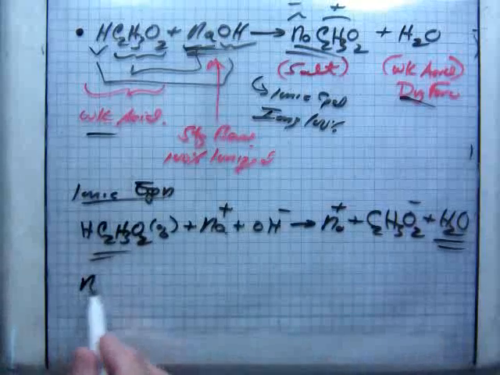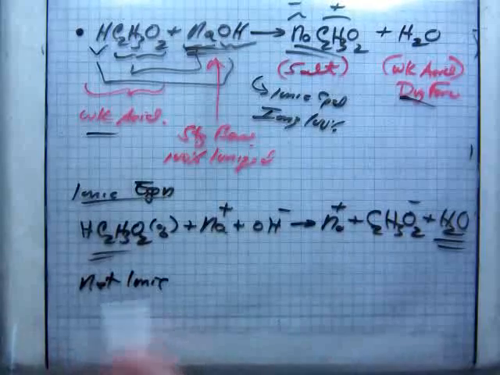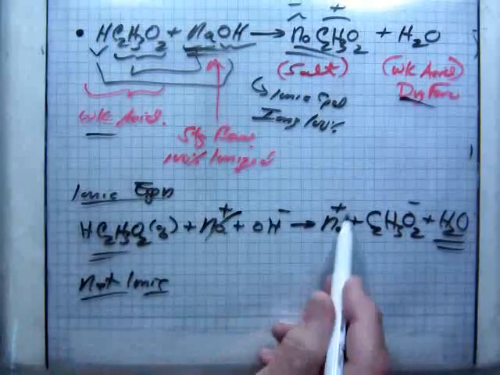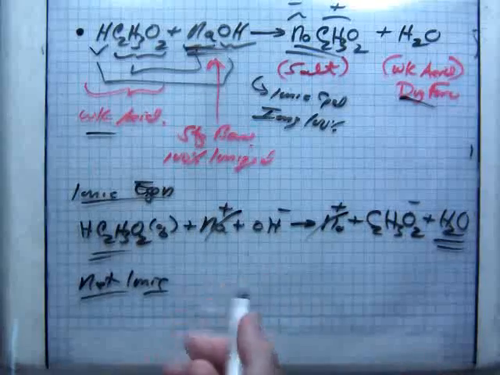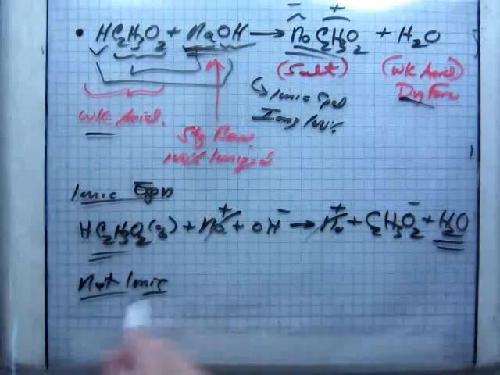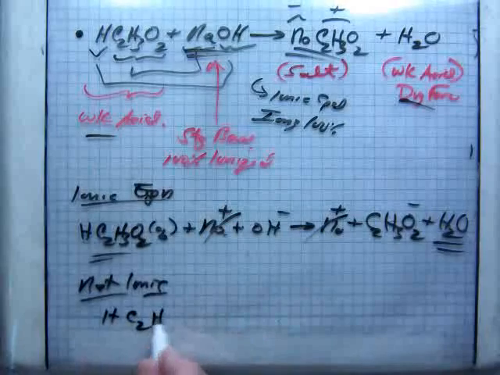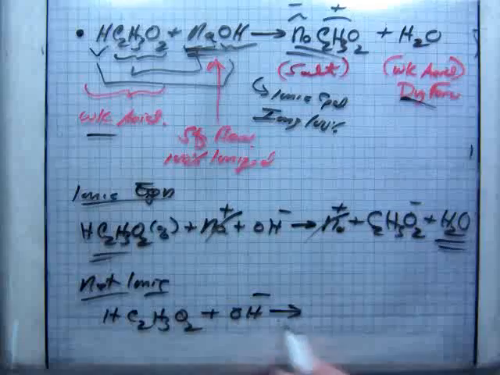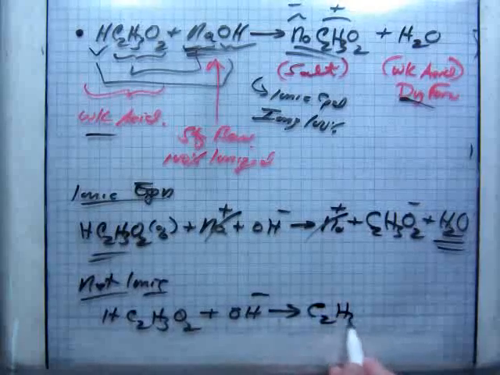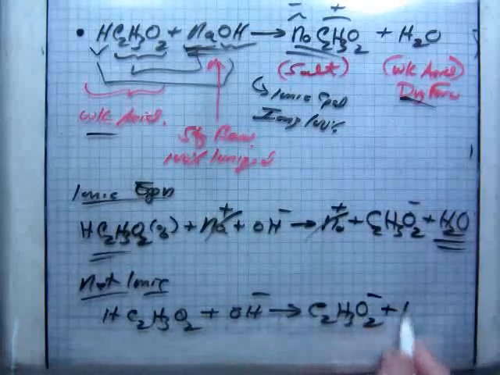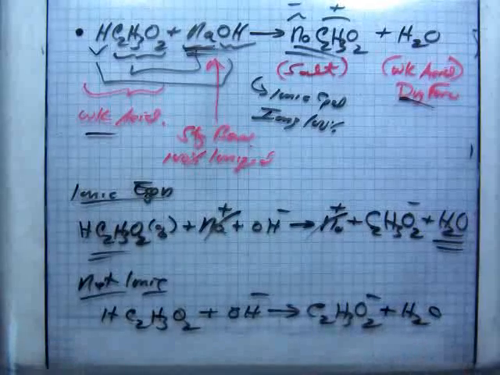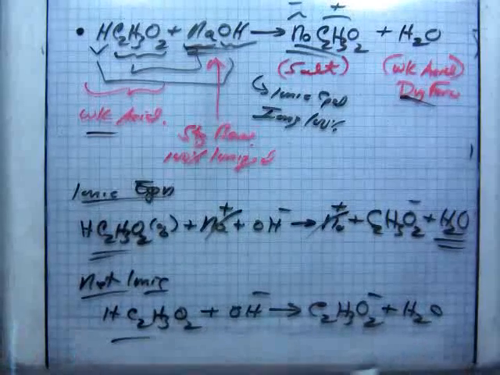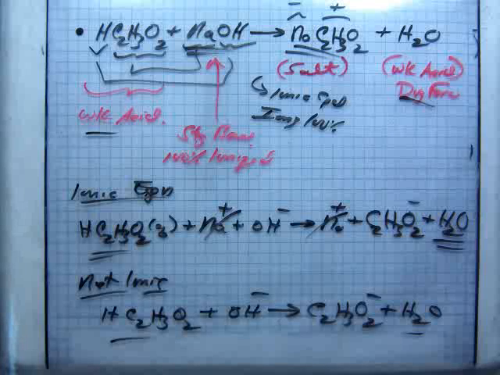And the net ionic equation, this only has one spectator ion in this type of reaction, so it's HC2H3O2 plus hydroxide goes to C2H3O2 minus plus H2O. And so there's your net. And notice again, the weak electrolytes are shown in molecular forms.